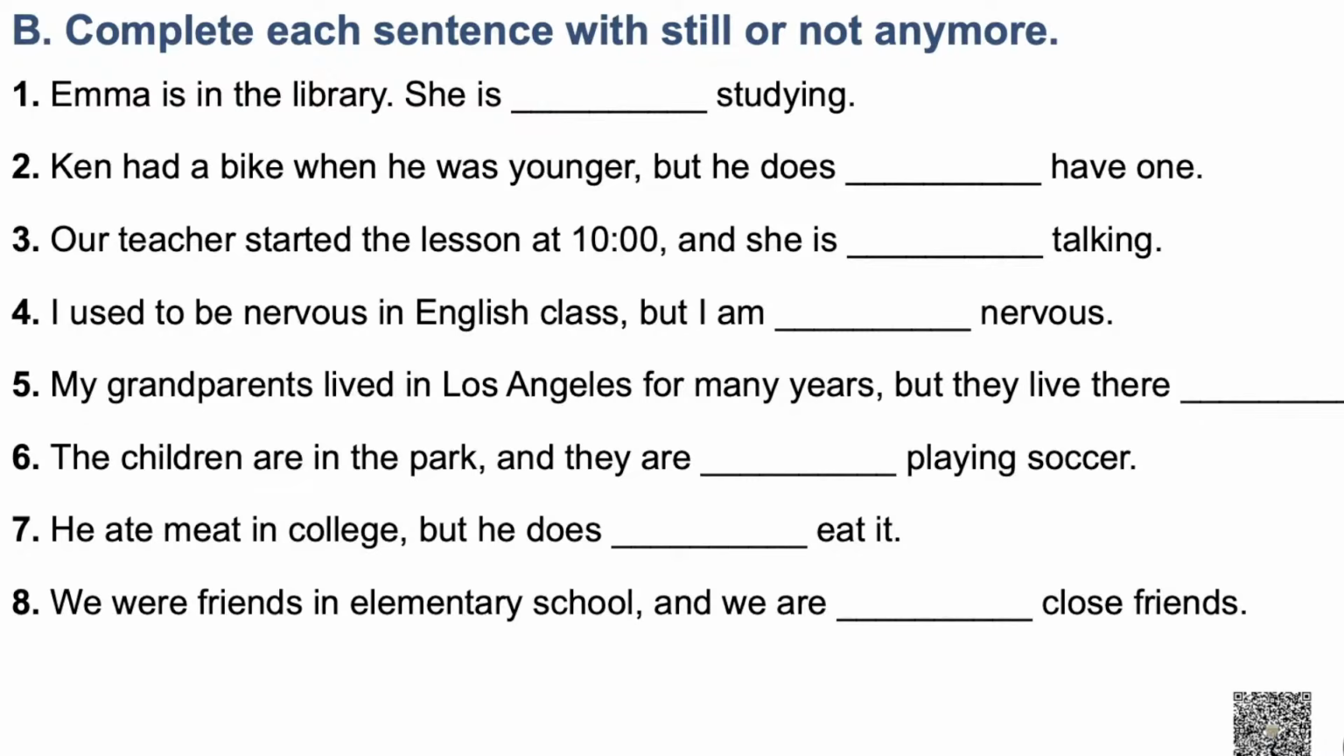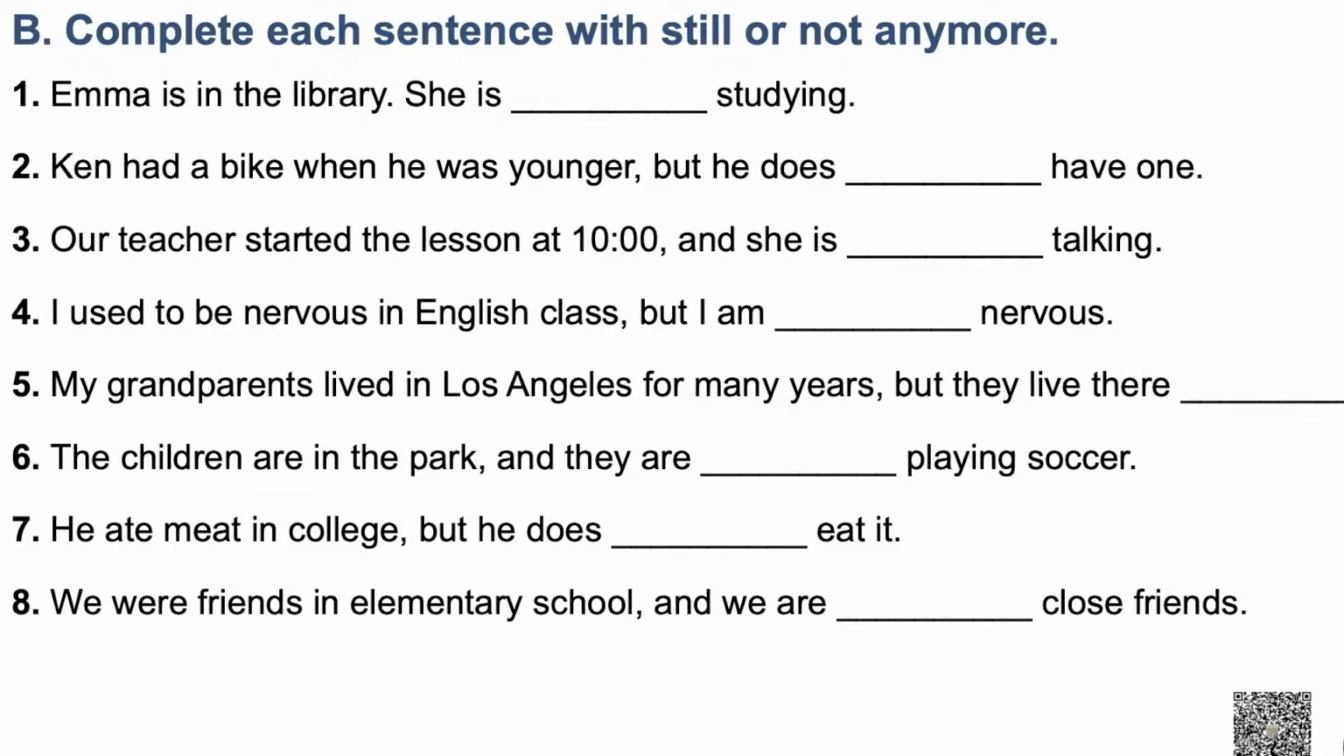Number 2, Ken had a bike when he was younger, but he does not have one anymore. So again, we have to put anymore last. Number 3, our teacher started the lesson at 10 and she is still talking. Number 4, I used to be nervous in English class, but I am not nervous anymore. So this anymore needs to be last.